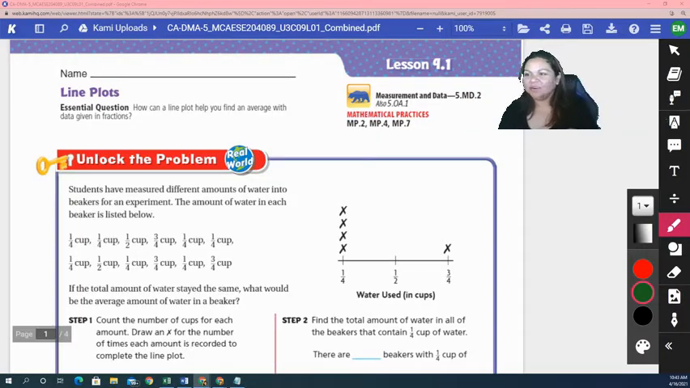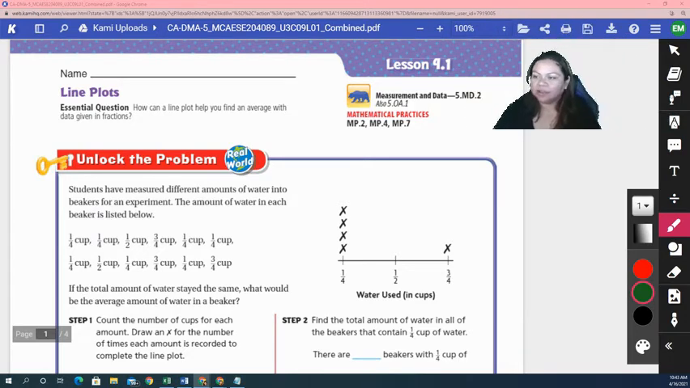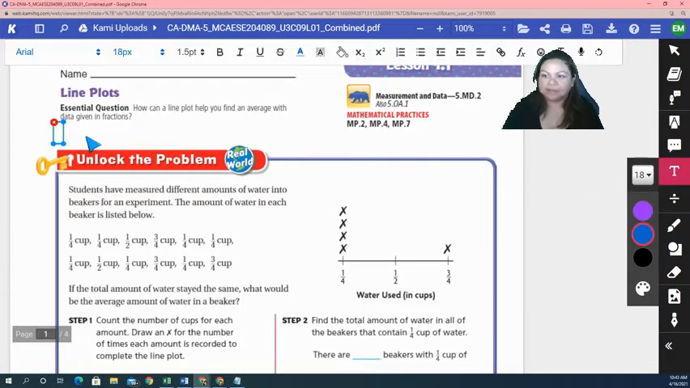Right, boys and girls. So here we are with Chapter 9, Lesson 1. We're starting a new chapter, and in this lesson, we're going to be talking about line plots. Line plots is a way of graphing information, organizing information. So let's go ahead and get started by writing the objective of this lesson. Make sure that you write it as well in your books.